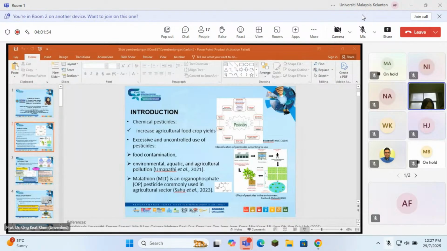One of the conventional instruments that can be used to detect pesticide in the lab is GCMS. Okay, but although this GCMS is sensitive, accurate, and reliable, you can see this picture. The GCMS is.